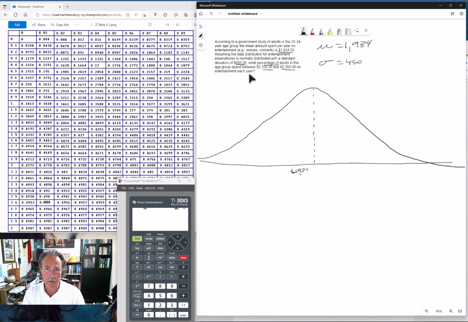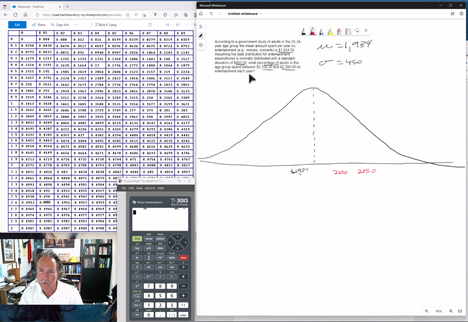Those are our focus values, so let's go ahead and label them as well. I'm going to use a red pen to label those. I'll write the numbers down here: 2100 and 2350. And these don't have to be to scale. This is not going to be to scale, but it will give us a visual of what's going on within our normal distribution as we solve this problem.